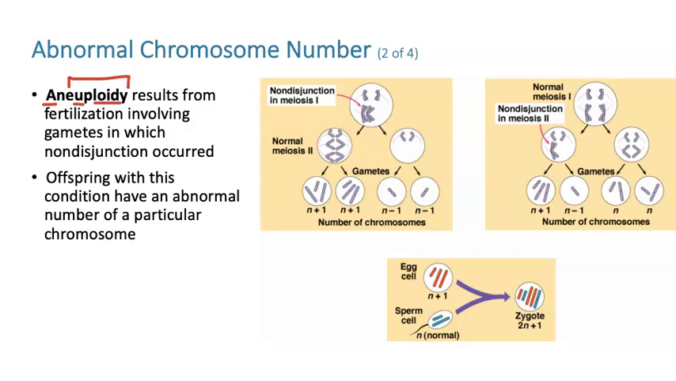So if we look at the zygote here, offspring that have aneuploidy are going to have an abnormal number of a particular chromosome, whichever chromosome went through nondisjunction. In this zygote, here's an egg that has n+1 chromosomes, and here's a sperm cell that has the normal 2. You can see that for this chromosome, the larger of the two, there are actually 3 chromosomes, and that is aneuploidy.